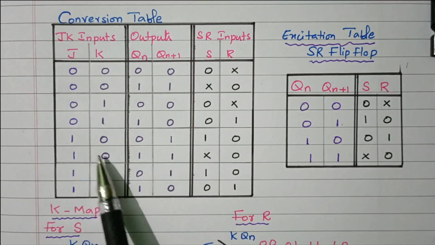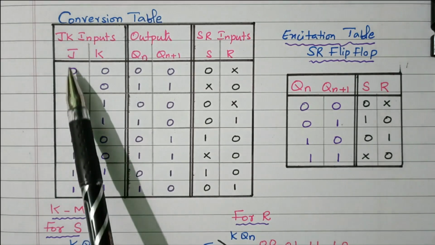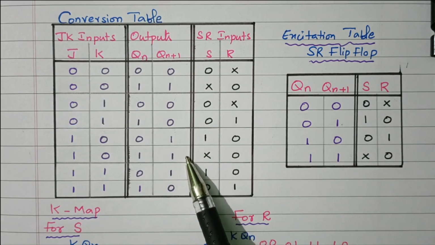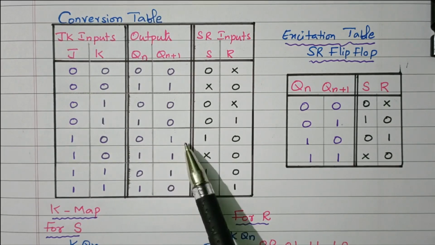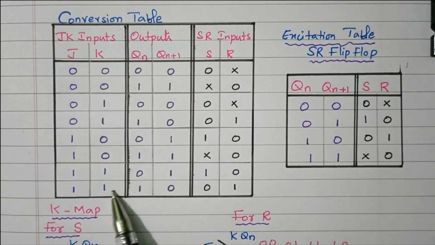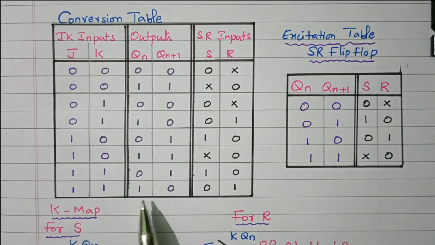Then 1 0, 2 possibilities, 1 0 0 and 1 0 1. 1 is the J input. J means set. It will set the output as 1. Whatever may be the present state, the next state is 1. If both are 1, 2 possibilities, 1 1 0 or 1 1 1. Both are 1 means toggle. The present state 0 means next state 1. Present state 1 means next state 0. So this is the nature of the JK flip-flop.